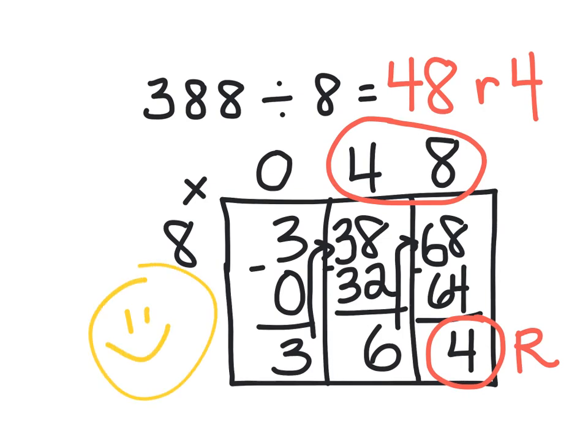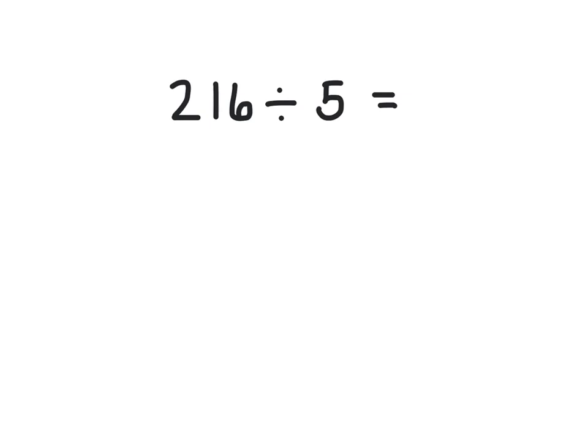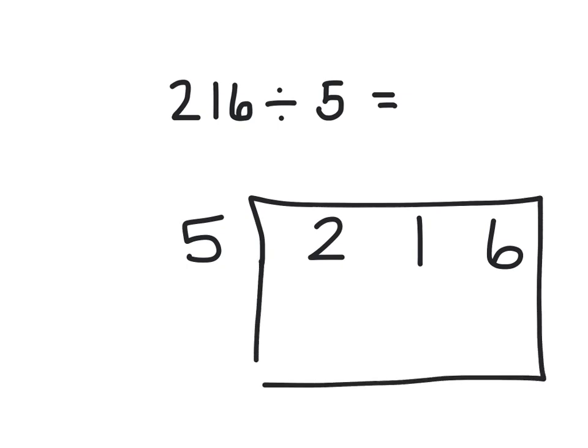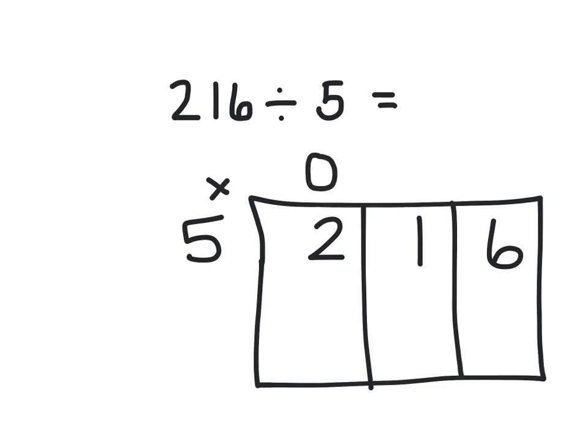Let's try another. Go ahead and try this one on your own first. 216 divided by 5. Pause the video here and give it a try. All right, let's try it. 216 divided by 5. I'm going to spread my numbers out and make my box. All right, so let's start by thinking 5 times something equals 2. Well, 5 times 1 would equal 5, so that would be too big. So I'm going to choose 0.